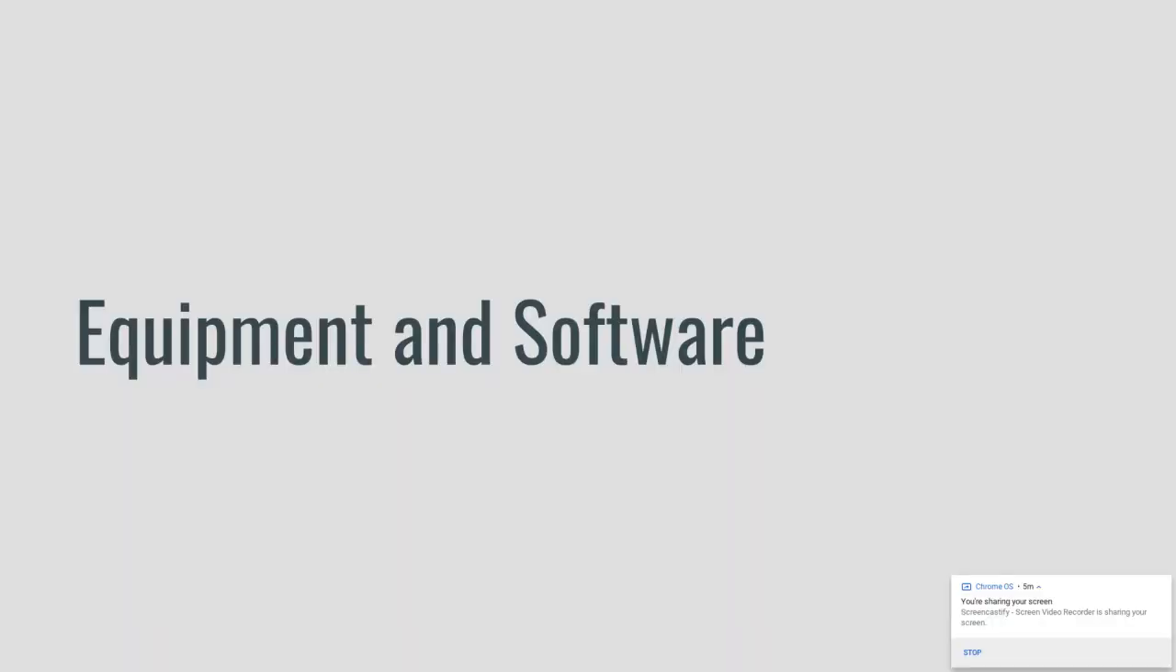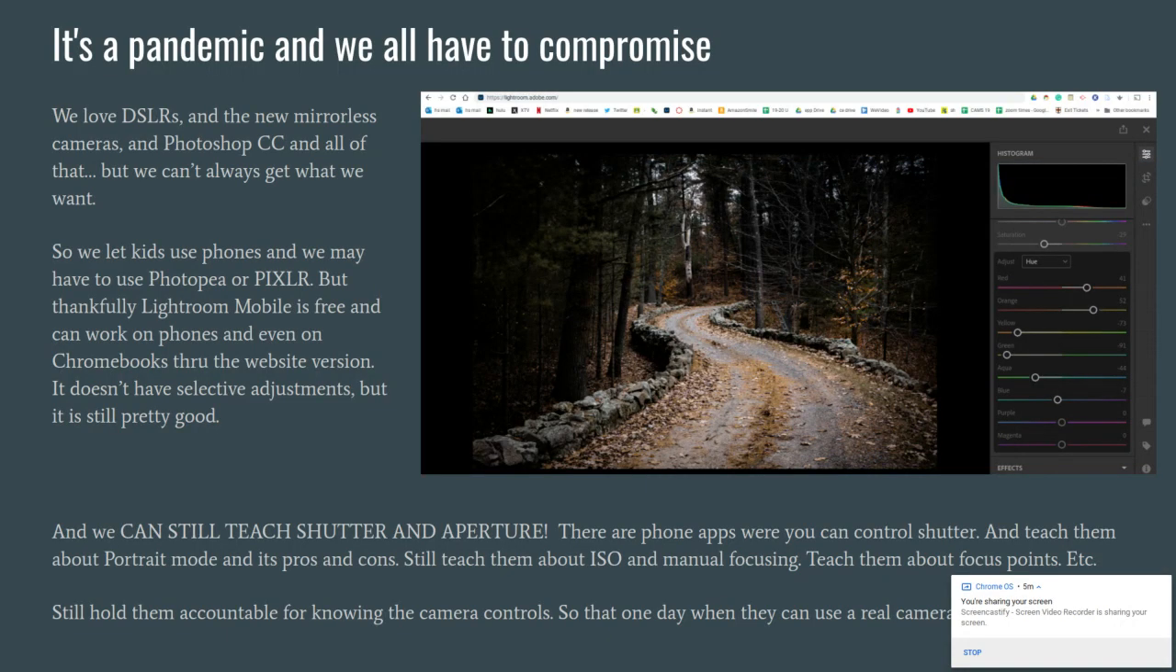So, equipment and software. We are photography teachers. We love digital SLRs. I have an EOS R. I love my mirrorless camera. We love Photoshop CC, 2020, whatever. We love all that stuff. But there's a pandemic, and we don't necessarily get to use it.